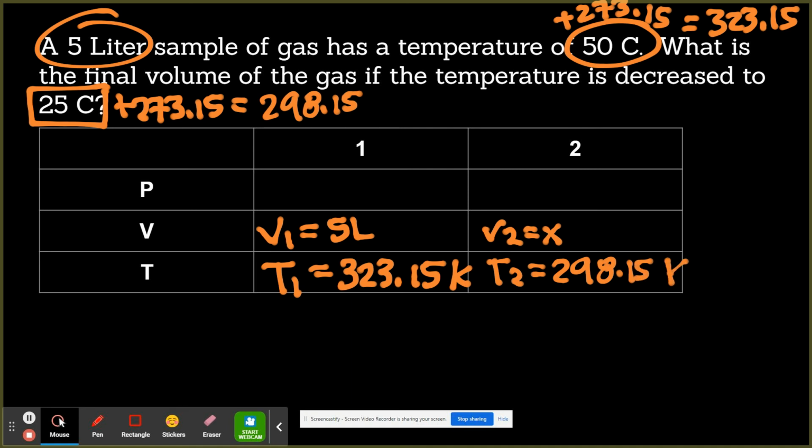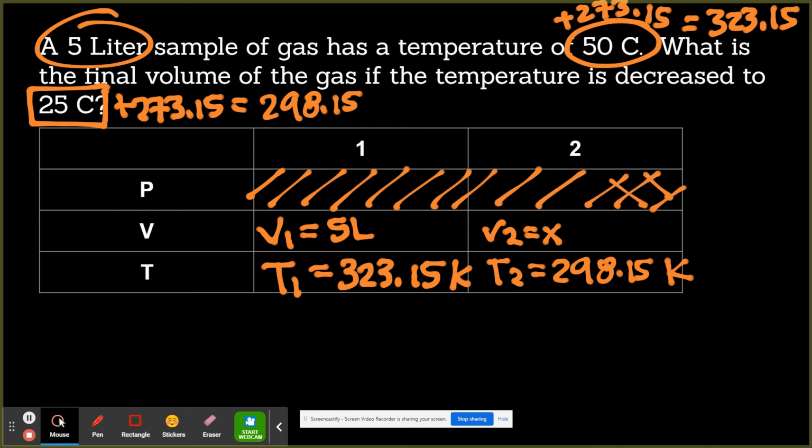All right. What do you notice? If you've been paying attention, you read this, there is no mention of pressure. Does that mean that there is no pressure? What does that mean again? It means that it is constant. So for this one, pressure is constant, which means it's not changing. If it's not changing, it's not worth mentioning within the problem.